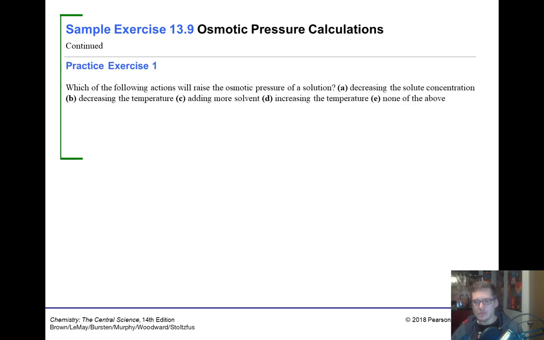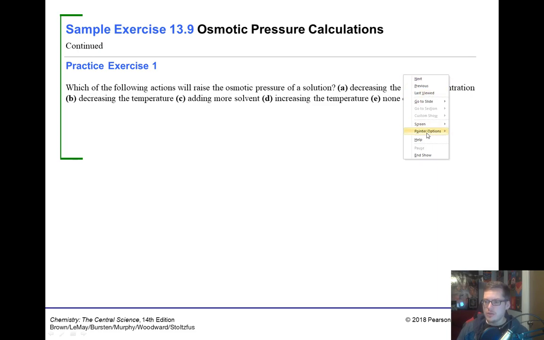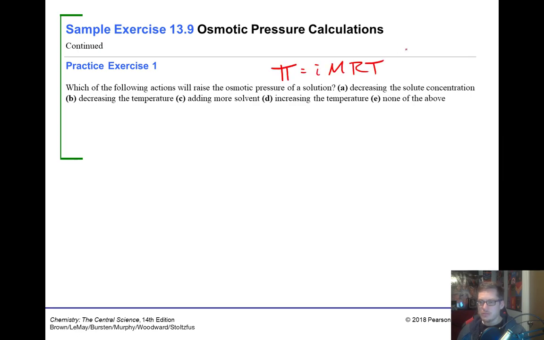All right, practice lecture. Which of the following will raise the osmotic pressure of a solution? The easiest way to do these is just to look at the formula here. You've got capital Pi equals iMRT. These are the things that affect your osmotic pressure. Decreasing solute concentration means your molarity will go down, which means your osmotic pressure goes down. It's not that one. Decreasing temperature, same idea.